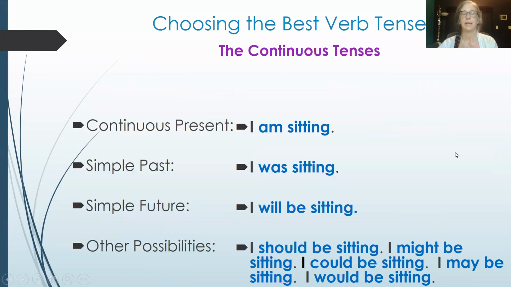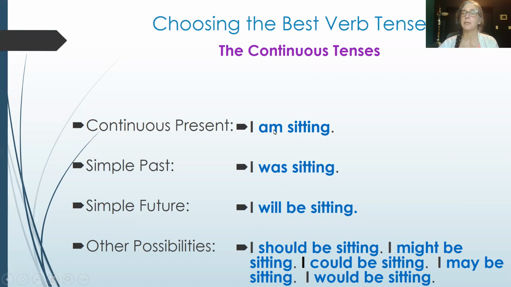Now let's see, here are some examples. I am sitting. Am sitting, that's one of those verb forms. I was sitting. I will be sitting. And then we also have our possibility or our uncertainty. I should be sitting. I might be sitting. I could be sitting, and I may be sitting. I would be sitting.